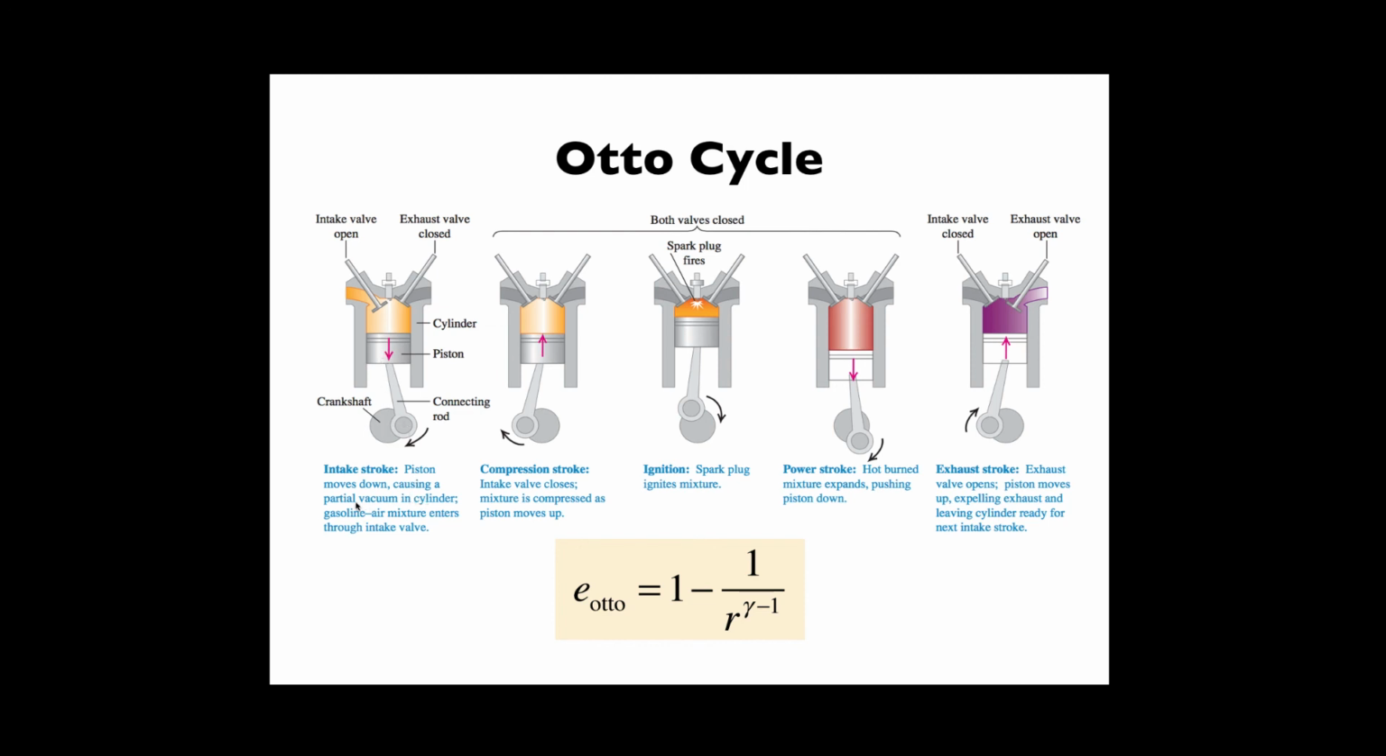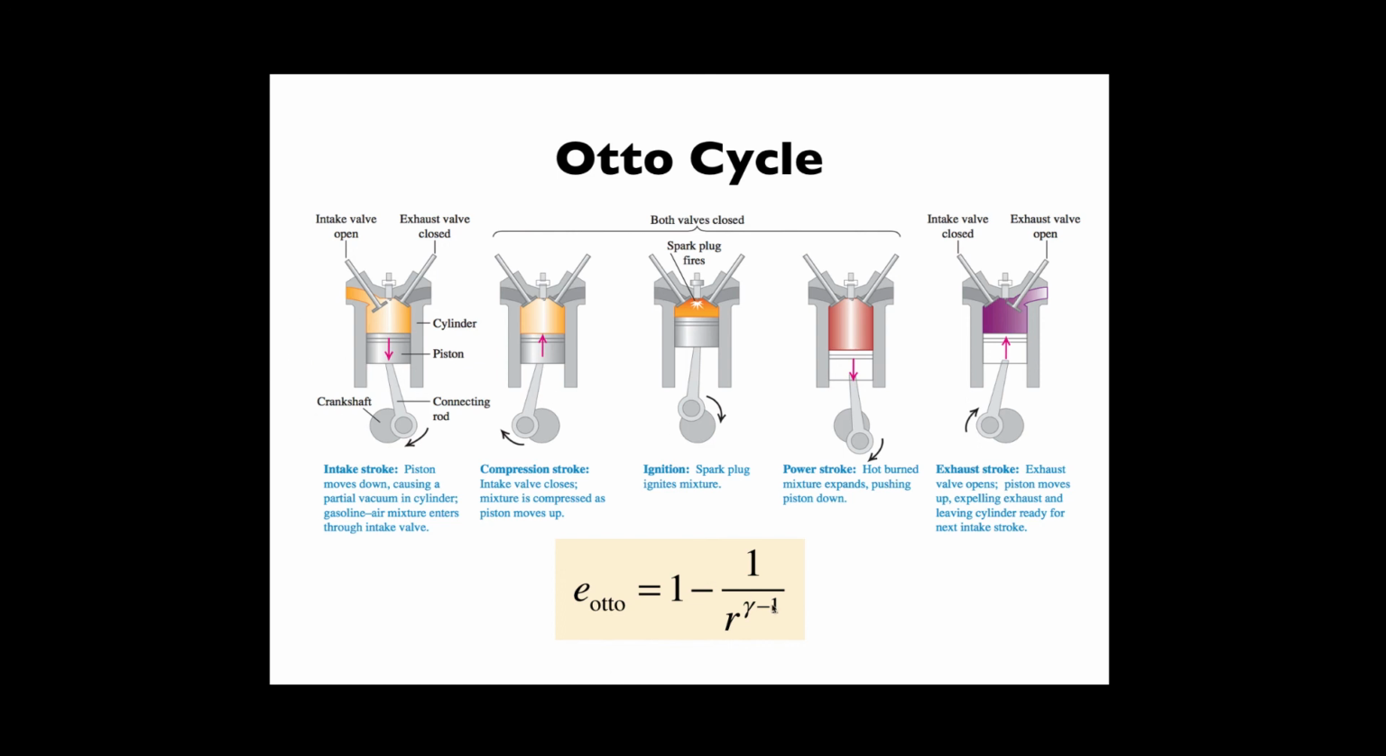So the piston moves down, it causes a partial vacuum in the cylinder, and a gasoline-air mixture enters through the intake valve. In the compression stroke, the intake valve closes, and then the piston moves up, so that compresses your air-gas mixture. Then your spark plug fires. That means you have ignition, so this compressed air-gas mixture explodes. In the power stroke, the hot burned mixture expands and moves the piston back down, which turns the crankshaft. Then in your exhaust stroke, the intake valve is still closed, but the exhaust valve opens and the piston moves up. That expels the exhaust and leaves it ready for the next intake stroke, so back over here.